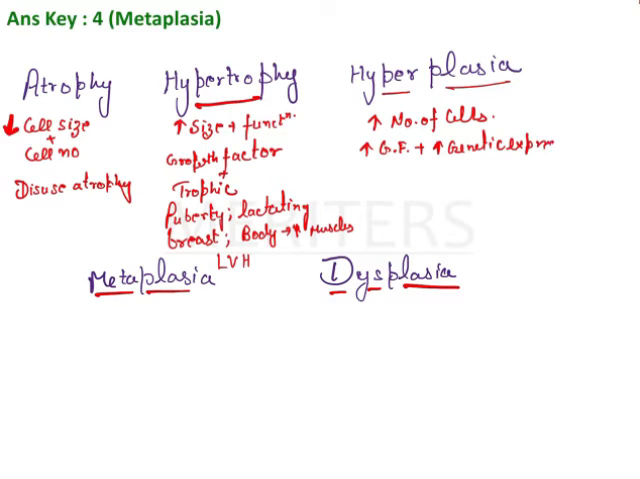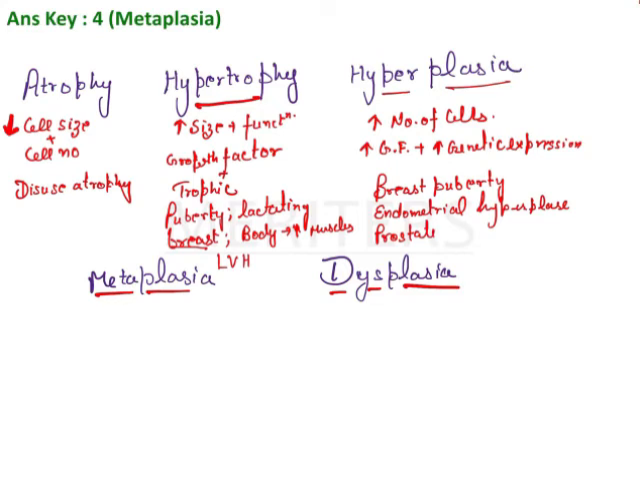Now, hyperplasia is generally reversible, and it persists as long as the stimulus is present. For example, breast development at puberty, endometrial hyperplasia, and benign hyperplasia of the prostate are all going to cause hyperplasia. The breast in puberty shows hyperplasia, while the breast in lactating mothers shows hypertrophy. So breast in puberty, then endometrial hyperplasia, then prostate hyperplasia. These are very important examples which can be asked in your exam.